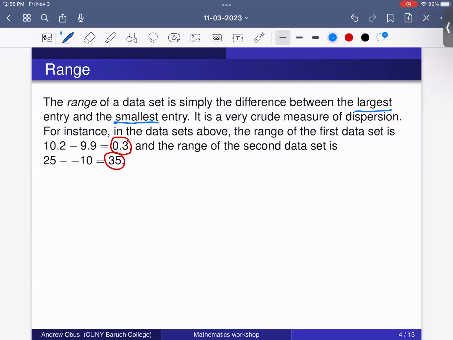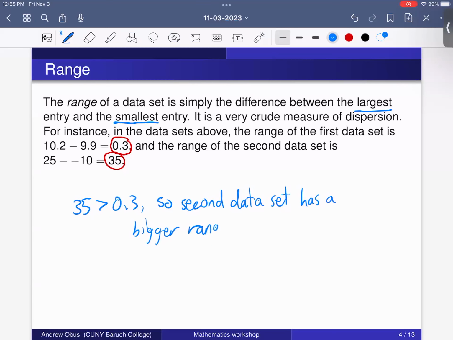And of course, 35 is bigger than 0.3. So the second data set has a bigger range. Okay, and a bigger range generally means more dispersed. It means that the entries are more all over the place. They're not as uniform or as consistent, these measurements in the second data set, as they are in the first one. Okay, so the range is pretty basic, very, very easy to calculate. You don't really need a formula. It's just largest minus smallest.